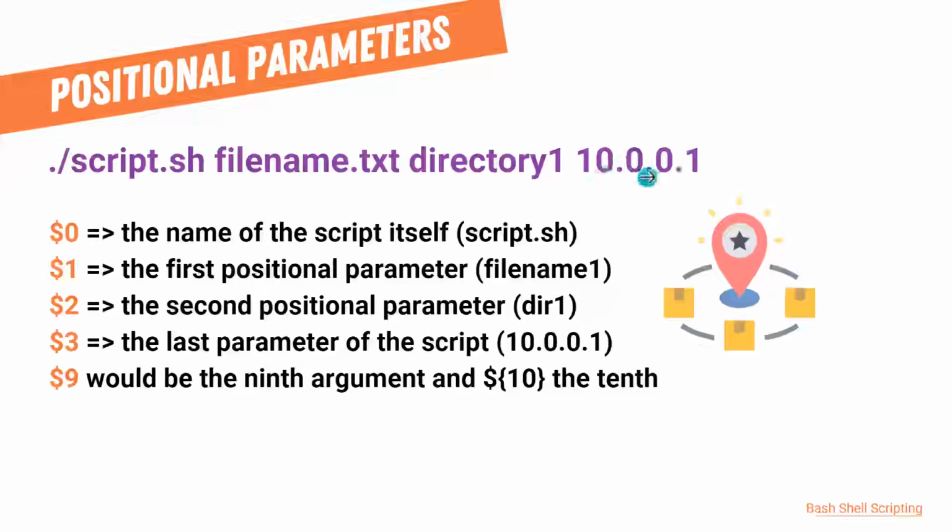Note that the positional parameters may be referenced as $ and a digit, or as $ and a digit in curly braces. If there are more arguments, $9 would be the 9th argument. But remember, after $9, the arguments must be enclosed in curly braces. For example, curly braces and 10 in between would be the 10th argument.